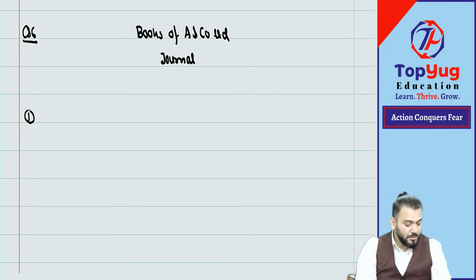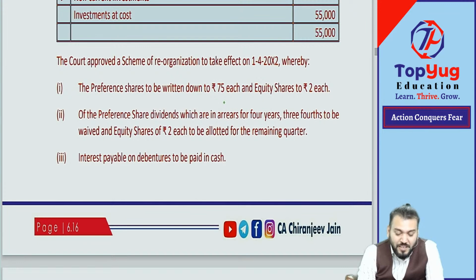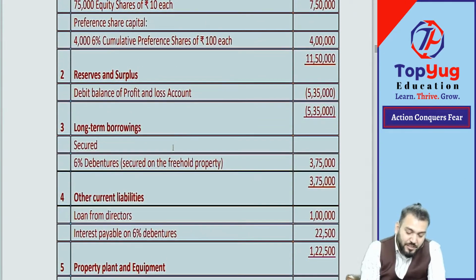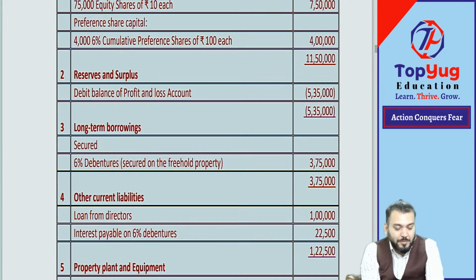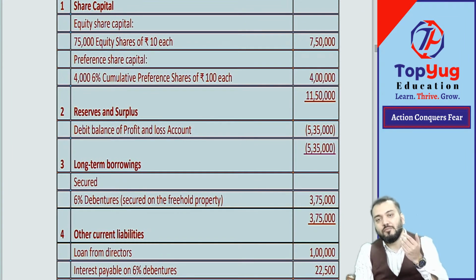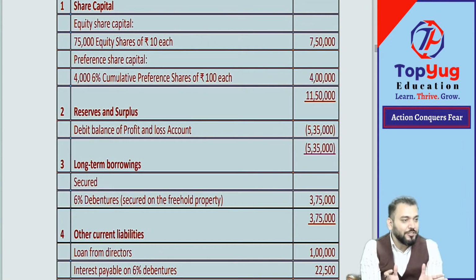Now let us do. I hope you have also started. Now point number one is what? The preference shares to be written down to 75 each and equity shares to 2 rupees each. What is the face value of preference shares? You can see 100. So 100 will become 75. And what is the face value of equity shares? 10. 10 will become 2. Correct? And the difference, whatever is there, will be transferred to which account? Capital reduction account. In this chapter, whatever difference is there is always transferred to the capital reduction account. A new account in your life.